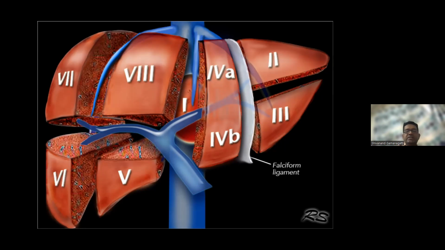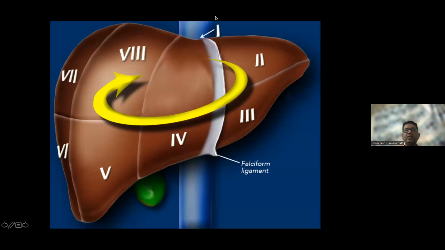Segment 1 is the caudate lobe. It is far posterior, just anterior to the IVC. So it is not at all difficult to identify the caudate lobe. I will show how it looks on the axial section.